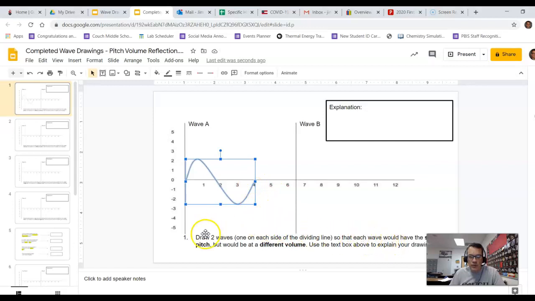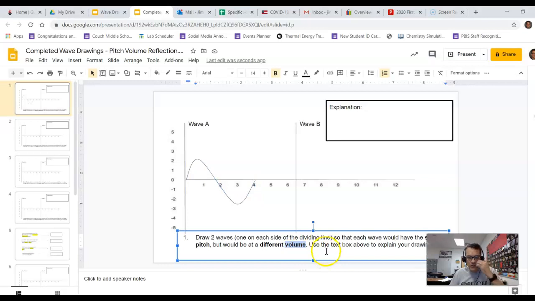So the next one says I want them to have the same pitch but a different volume. So I need to think, how do I go about changing the volume if this is supposed to be representing a sound wave? If this is representing a sound wave, then the volume has to do with amplitude. So I need to keep the pitch the same. The pitch has to do with wavelength and frequency. So the wavelength needs to stay the same. I just need to make this either taller or shorter.